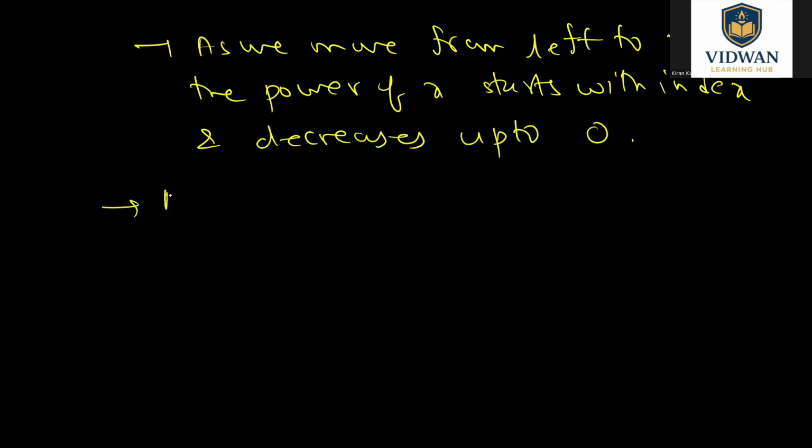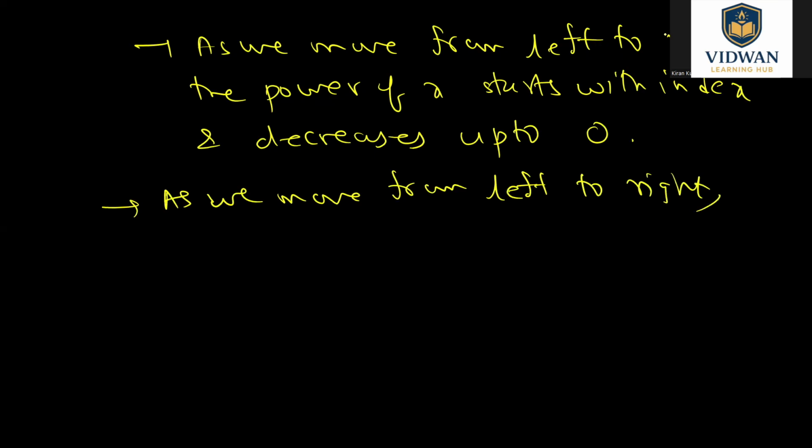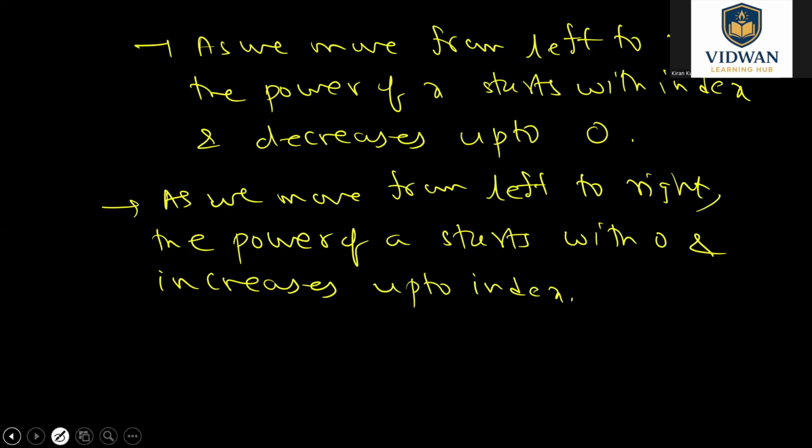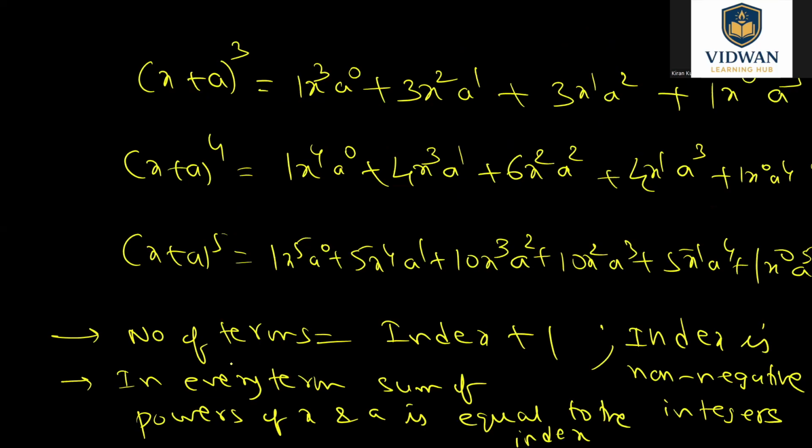And as we move from left to right, the power of a starts with 0 and increases up to the index. So these are the observations that you can see in a binomial expansion whenever the power is a non-negative integer.